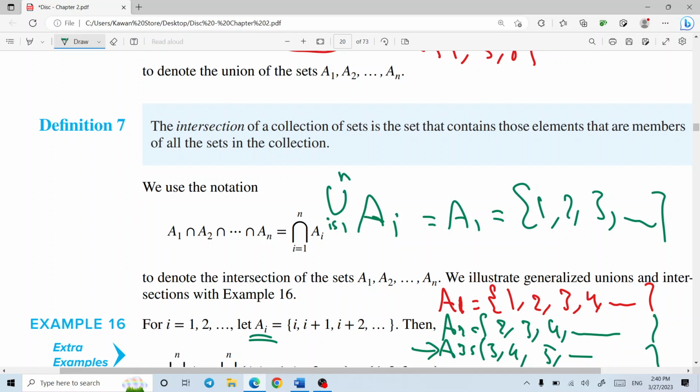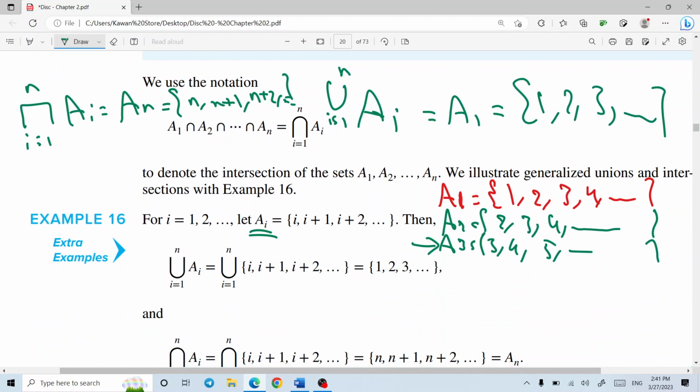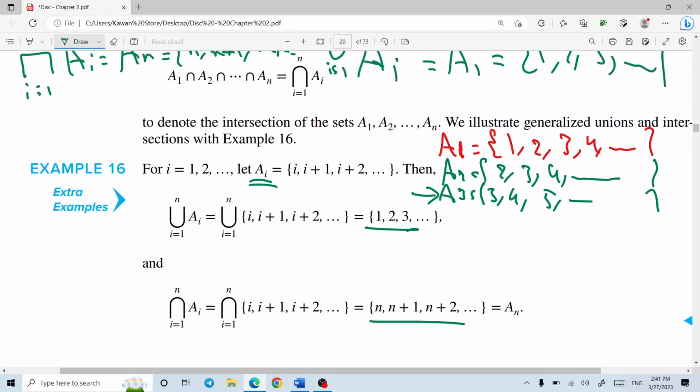It's the last set. What was the last set? So the intersection of A_i and A_2, A_i equal to A_n. Tell me about A_n, is like what? N plus 1, N plus 2. Am I right? You got it? So here's the union, here's the intersection.